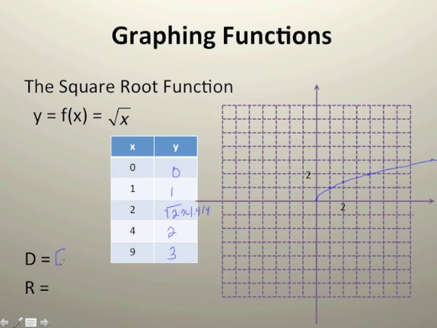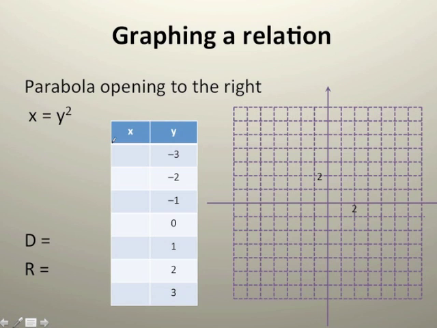So the domain here starts at 0 with a bracket and goes to infinity, and the range does the same, from 0 to infinity. Now this is a parabola opening to the right. It's that same shape, but it opens to the right. Notice I started with the y values since x equals y squared.